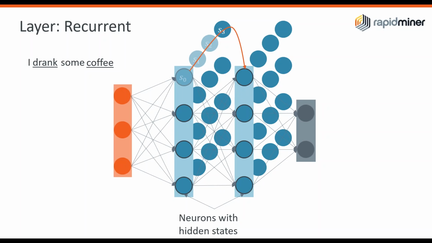This is nice, but in many cases this idea of a recurrent layer is only used as a base model, and there are multiple methods based on this idea that are more helpful, because here we have, for example, the idea that we want to find out what someone drank based on the sentence.